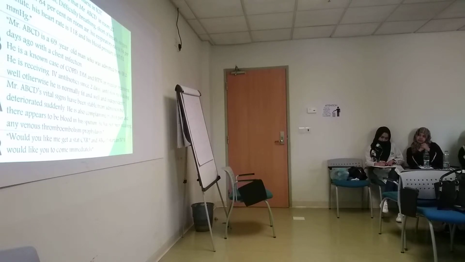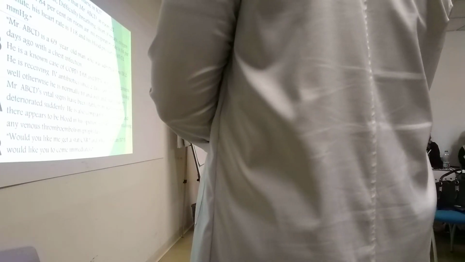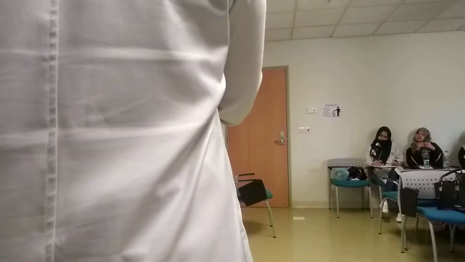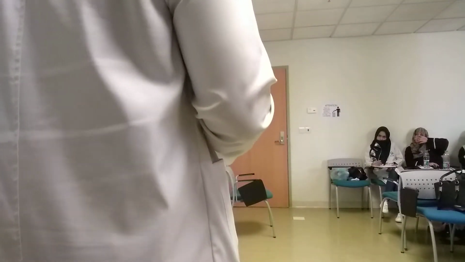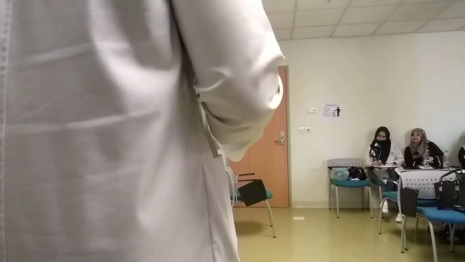So let's summarize. Again, this is Muhammad, a charge nurse in ICU. The reason I am calling is that Mr. ABCD in room 25 has chest pain, difficulty breathing, shortness of breath, oxygen saturation 84, etc. His heart rate is 118 and his blood pressure is 85/52. Now he is 69 years old. He was admitted from ER 2 days ago with chest infection. He is known to have COPD, DM, hypertension, on regular treatment.